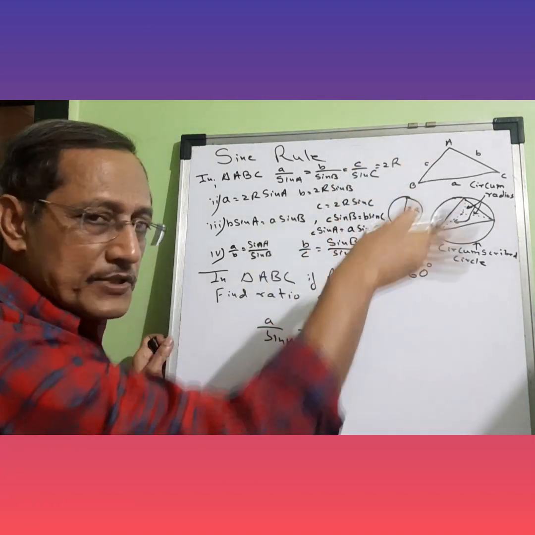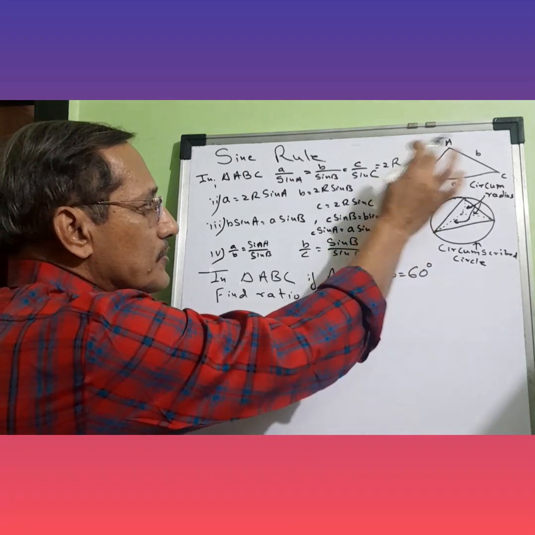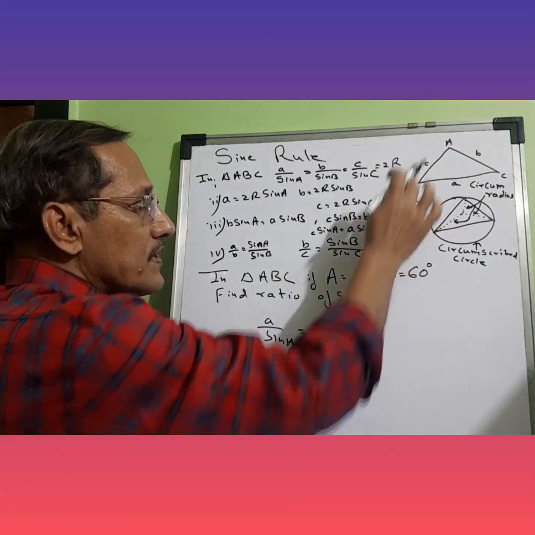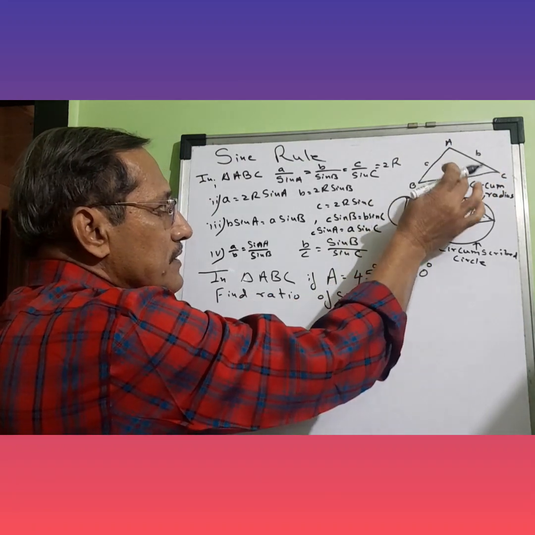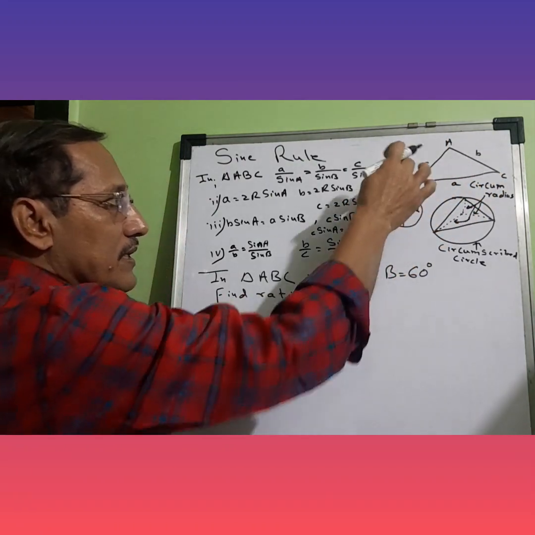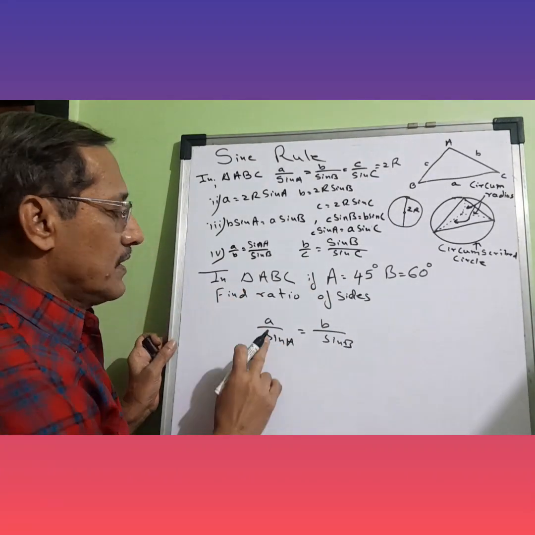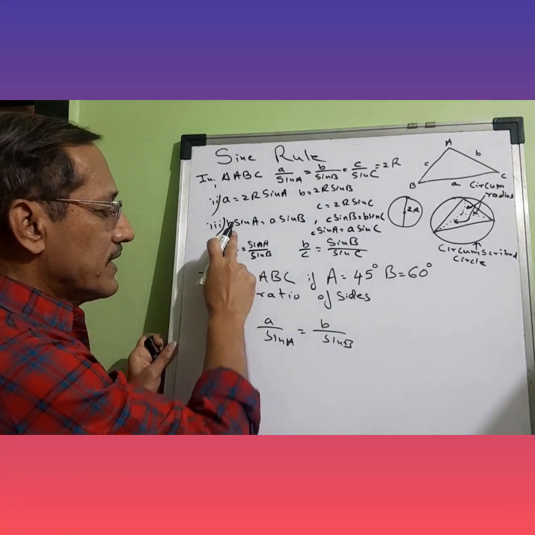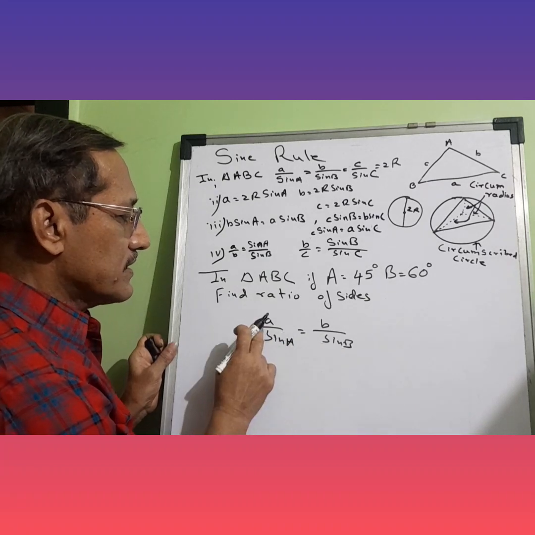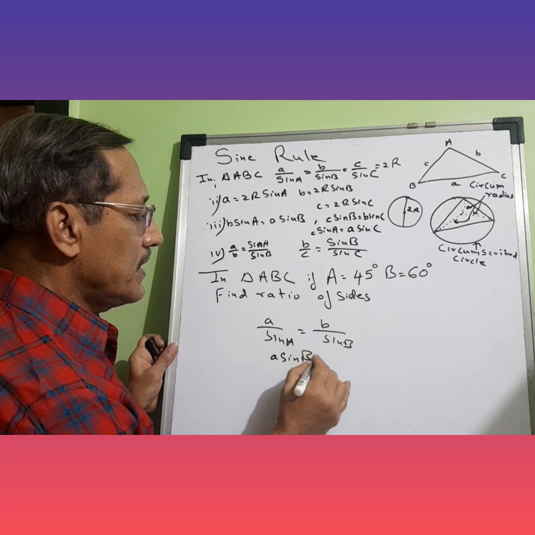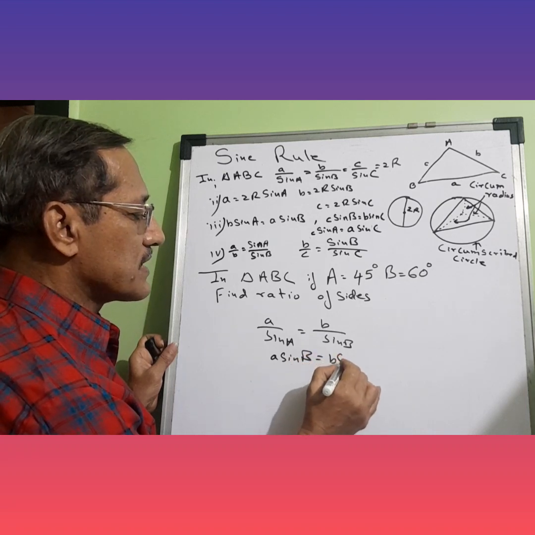Easy to keep in mind, right? Opposite side over its angle each time. The only thing is that when we are putting it over here, it comes to sine. So now we got to get this. If I take this here and this there, this becomes a sine B is equal to b sine A.